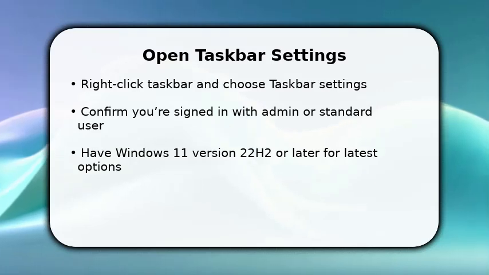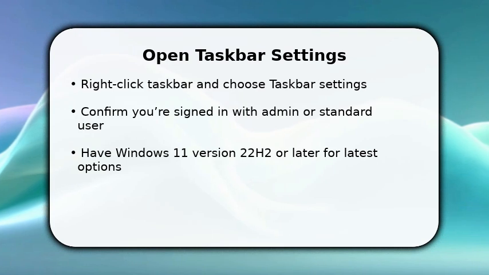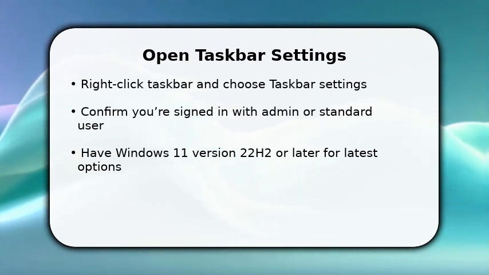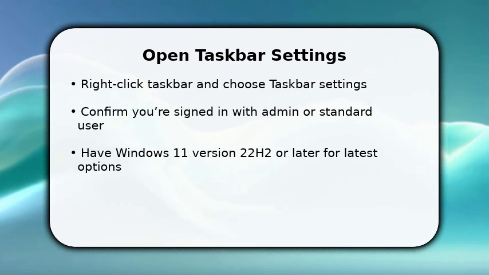You'll start by opening taskbar settings directly. Right-click an empty taskbar area and select Taskbar Settings. This gives you the controls to show or hide icons and system tray elements.